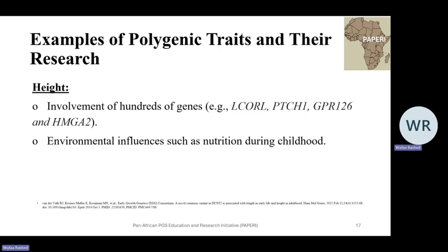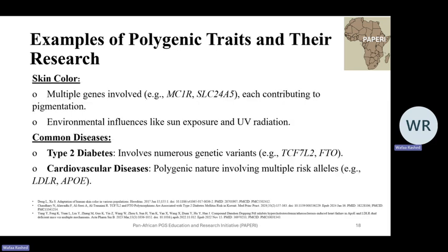Examples of polygenic traits and their research: height. There are many genes involved, like LCORL, BTCH1, GPR126, and HMGA2, and environmental influences such as nutrition during childhood. Skin color: multiple genes are involved, like MC1R and SLC24A5. They are related to pigmentation, with environmental influences like sun exposure and ultraviolet radiation.